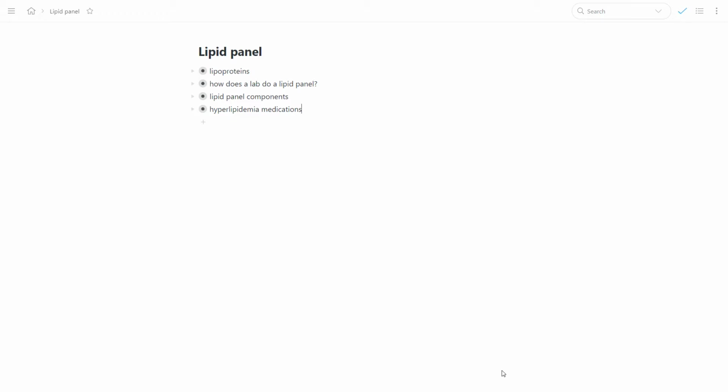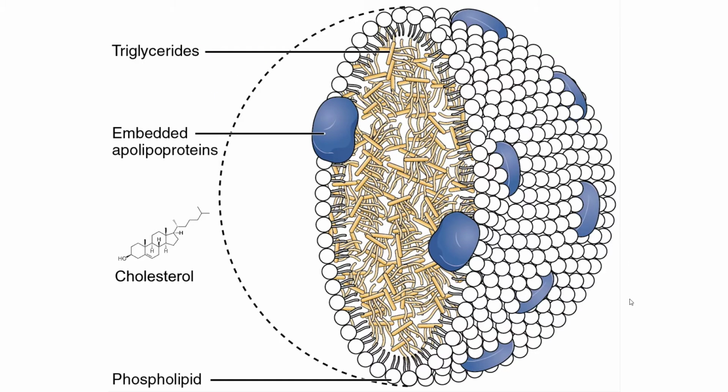But before we even start talking about the lipid panel, we need to talk about lipoproteins. What are lipoproteins? They're basically fat globules wrapped in a water-soluble membrane. All this useful fat needs to get around the body to body tissues. But the problem is that lipids are not soluble in water. So to travel in the bloodstream and get around the body, they have to be broken up into small particles and wrapped in a membrane.